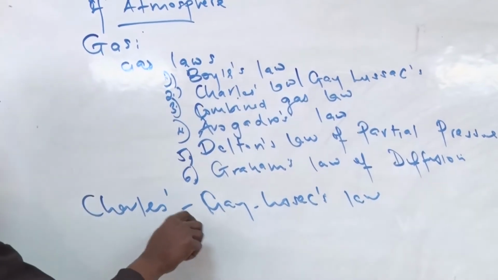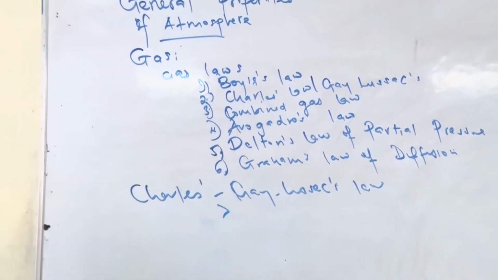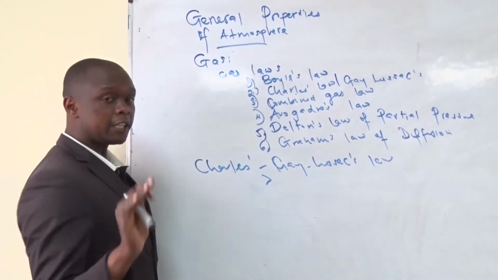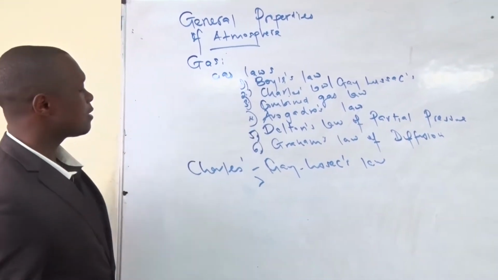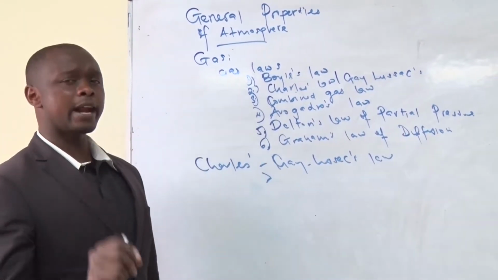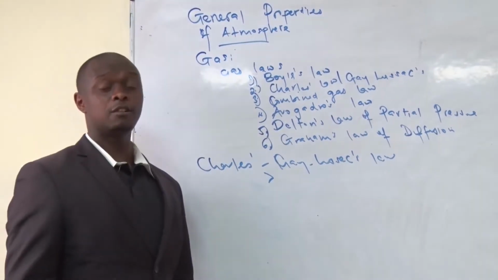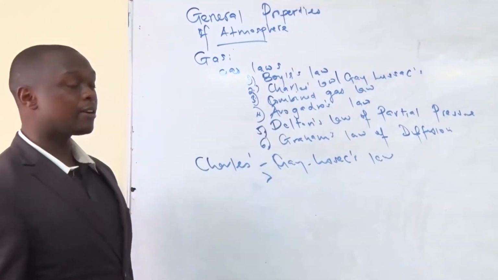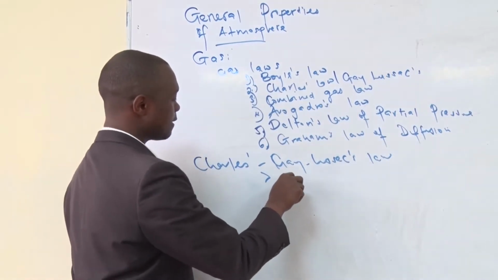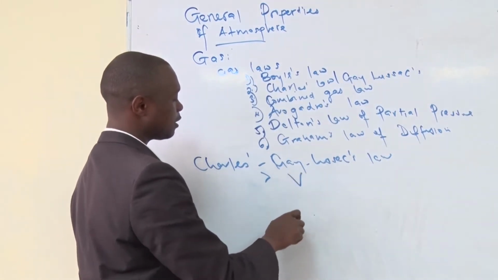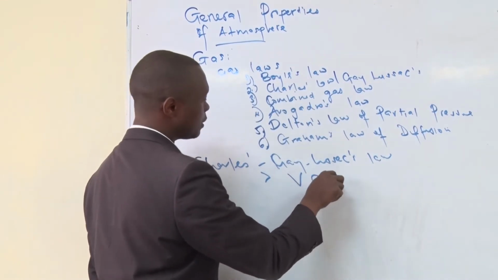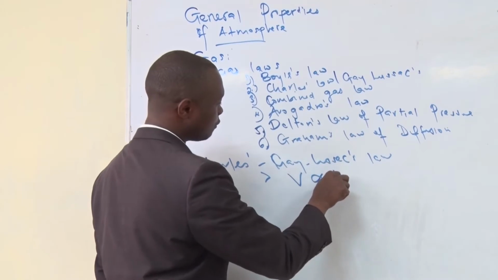Charles Gay-Lussac's law. This law states that for a fixed mass of a gas, the volume of the gas is directly proportional to the temperature of the gas at a constant pressure. So we say that the volume of the gas is directly proportional to the temperature of the gas.